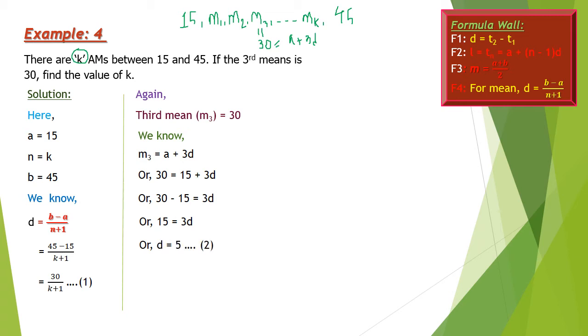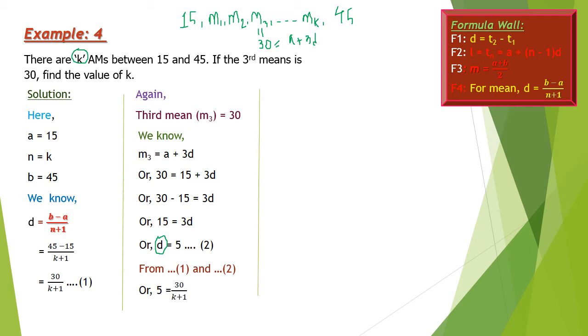In any way you can simplify, whichever way you find easier. We can put the value of d as 30 by k plus 1 right here also. Now from 1 and 2, both are the value of d. 30 by k plus 1 is also the value of d, and 5 is also the value of d, so we can equate 5 equal to 30 by k plus 1.